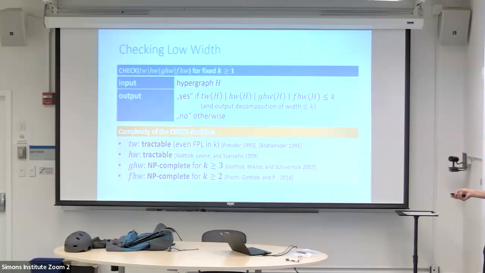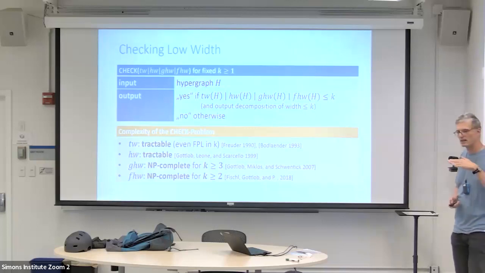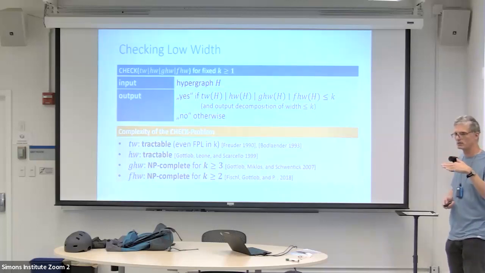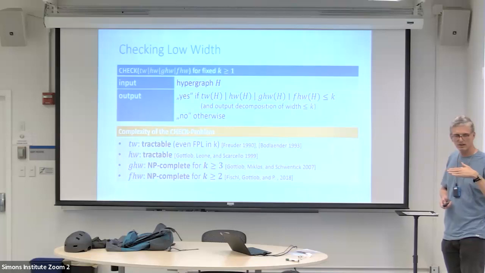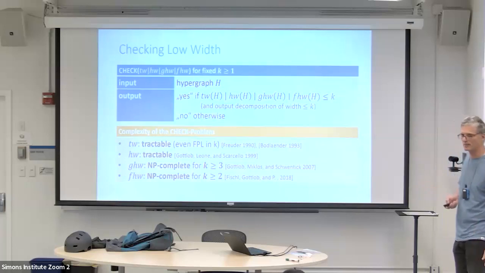And we showed at PODS 2018 that also for fractional hypertree width, even if you ask, does a given hypergraph have fractional hypertree width less than or equal to k, this problem is NP-complete. And as a side result, we also close this small gap, that also for generalized hypertree width, asking is generalized hypertree width less than or equal to k is an NP-complete problem. If you ask for generalized hypertree width 1, that's asking for acyclicity. This is feasible in linear time.